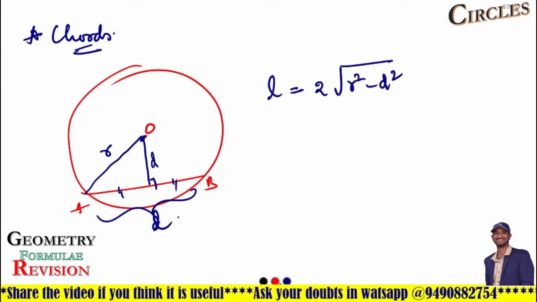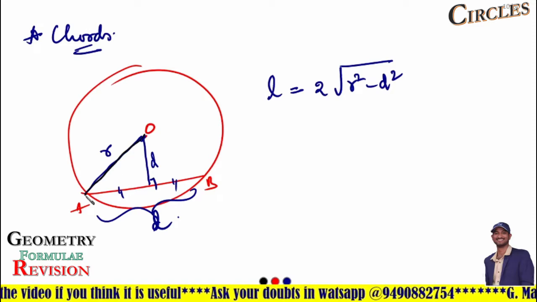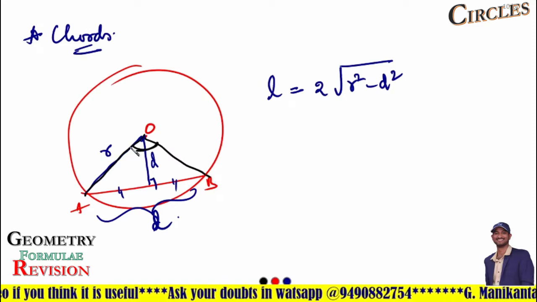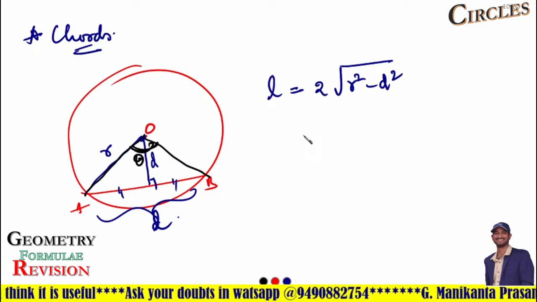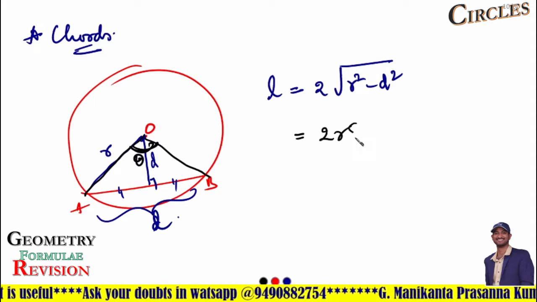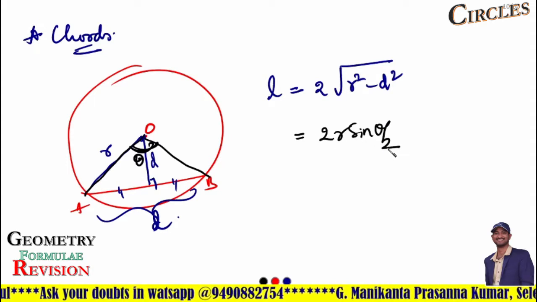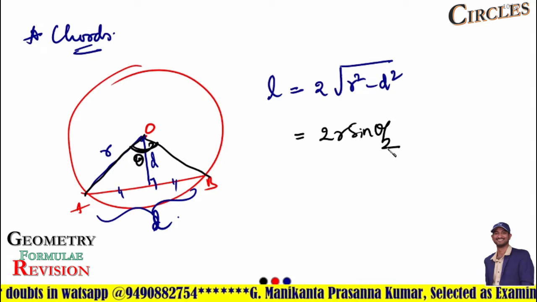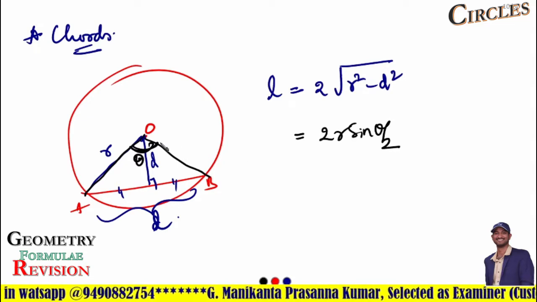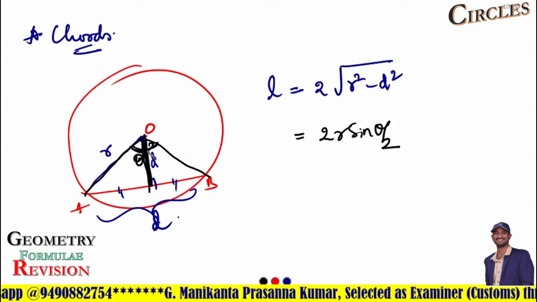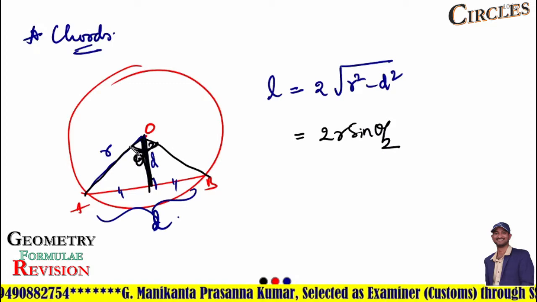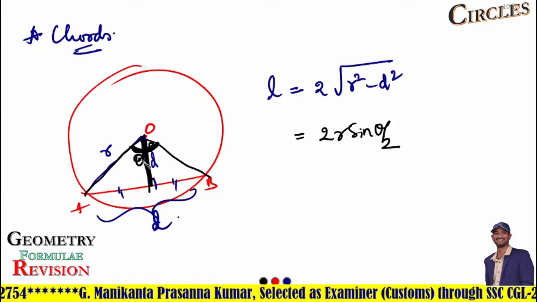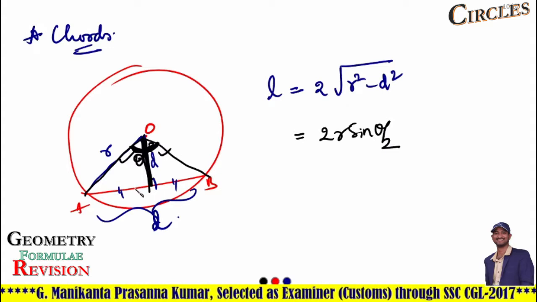If d is not given, but the central angle made by the chord is given, if this angle is theta, then the length of the chord is equal to 2R sine theta by 2. This is the first formula you have to remember for the chord. And the perpendicular drawn from the center is always the angular bisector of the central angle, so these two angles are also equal.